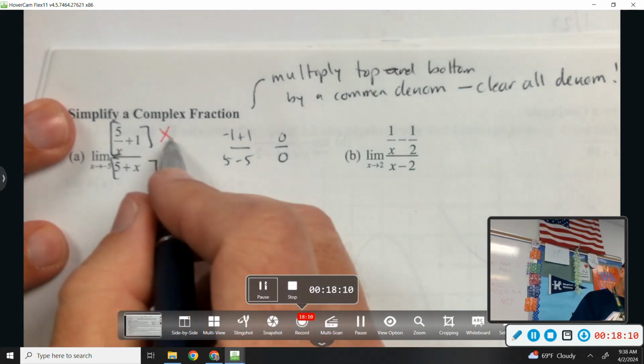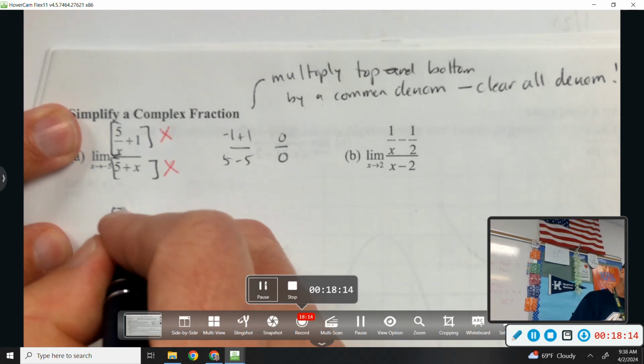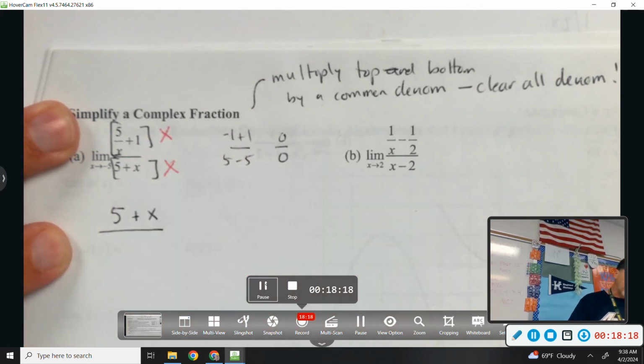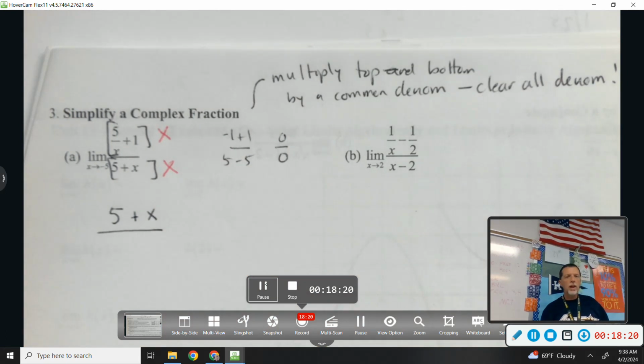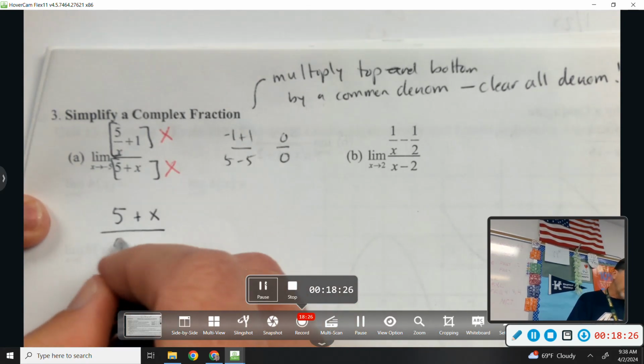Okay, back to multiplying through by x. So first term, the x's cancel. That's why we multiplied by 5. Second term would just be plus x. And then in the bottom, I think I'm just going to leave it as 5 plus x times x.